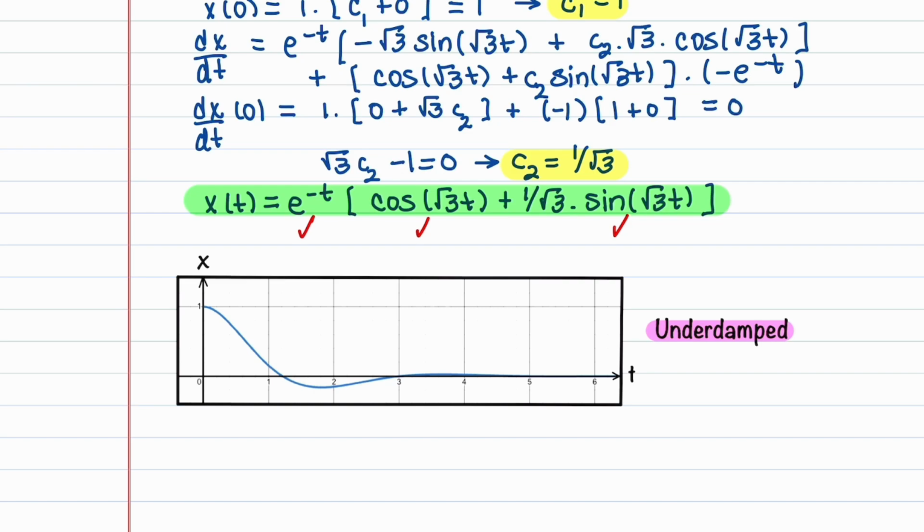And that's it. You now know how to model and solve free damped mass spring systems and then classify the motion based on the damping constant. You should now be ready to work through a practice problem on your own.